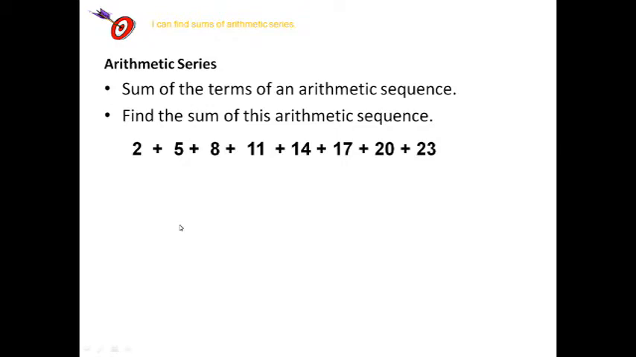Okay, so if we have an arithmetic series, we might have to add this by hand, which could take a lot of time. But one thing that you might think about doing here is if I add the first term to the last term, and then the second term to the second to the last term, and so on, you're going to notice here that if I add each of these, the sum is going to be the same.